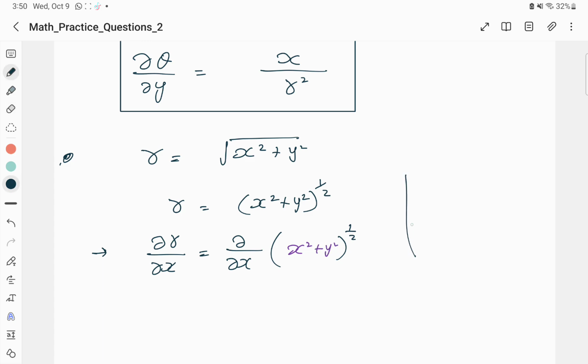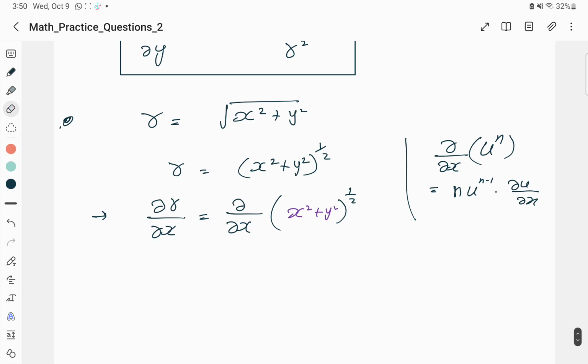So this is like the following: if I am applying the derivative on some function u to the power n, this will be equal to n times u to the power n minus 1, and then I have to multiply with the derivative of u with respect to x. So this is what we are going to do. First of all, n comes at the start, which is 1 by 2, and x squared plus y squared to the power 1 by 2 minus 1 will become negative half.